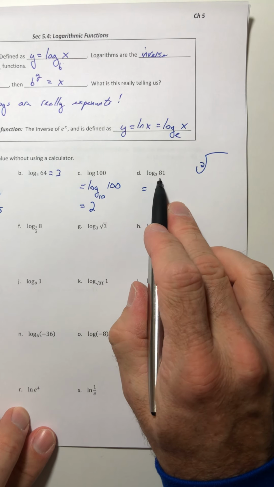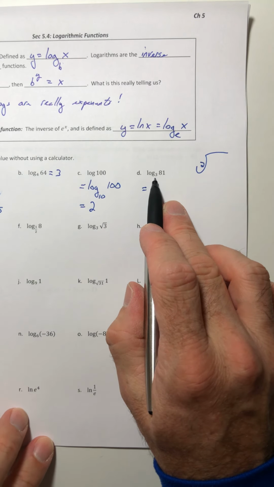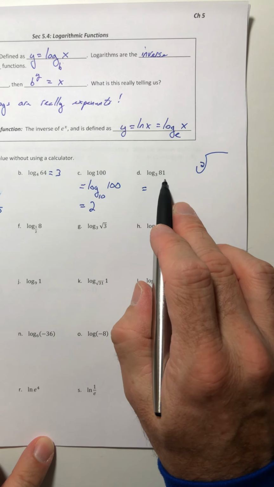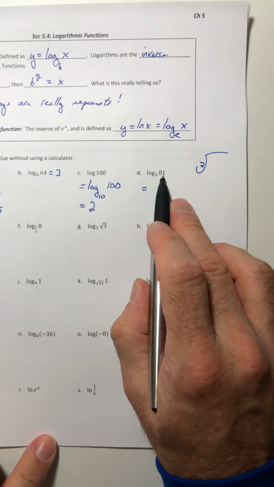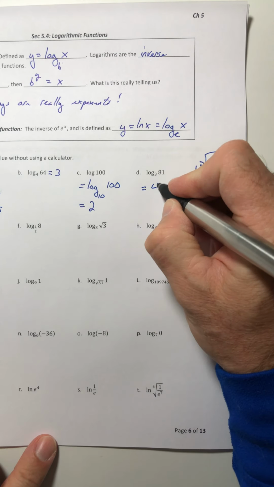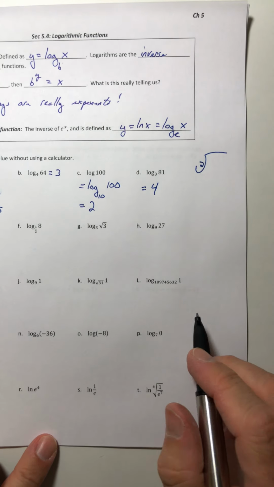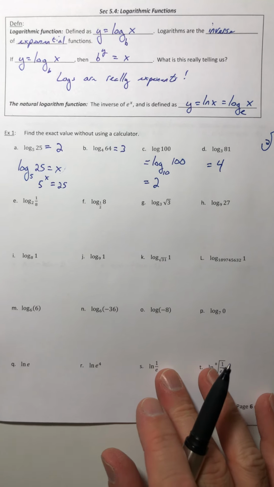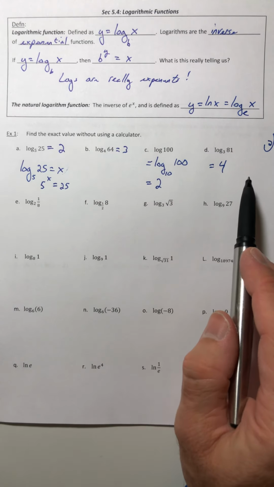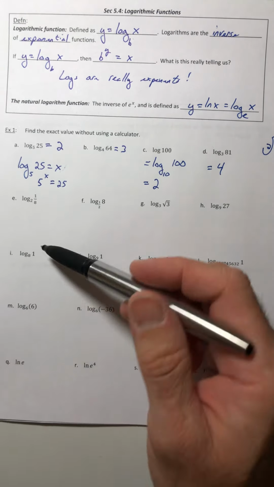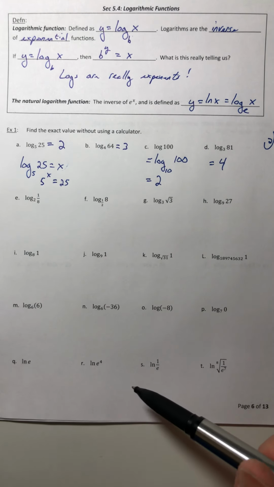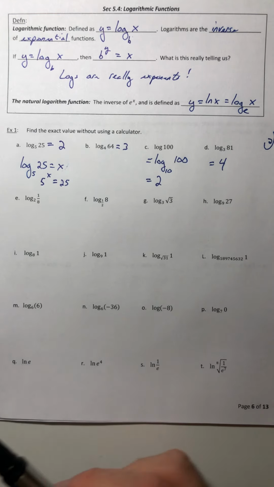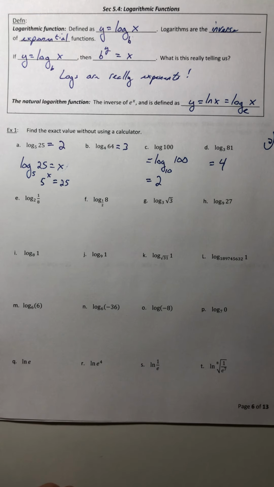Okay, moving on for part D, log base 3 of 81. So what exponent does the 3 need to give me an 81? Well, that would have to be a 4. All right, so that's pretty much how you can evaluate most of these logs. In the next video, we'll do the rest of these examples so you can see what to do when they're a little bit trickier, not as straightforward.